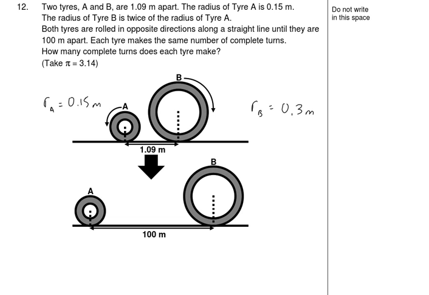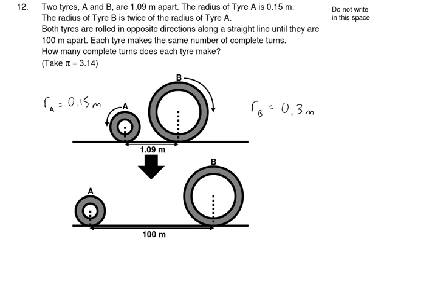Each tire makes the same number of complete turns. That means if tire A makes one turn, tire B will also make one turn, right? Remember when I was doing the workbook questions with you, I also told you the distance covered by one turn is the length of the circumference, right? But now, since both of them must make one turn at the same time, I must add the circumference of A and the circumference of B, right? So one round by both tires means the circumference of A plus the circumference of B.